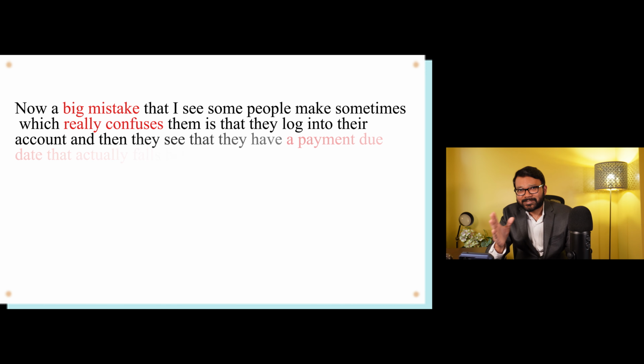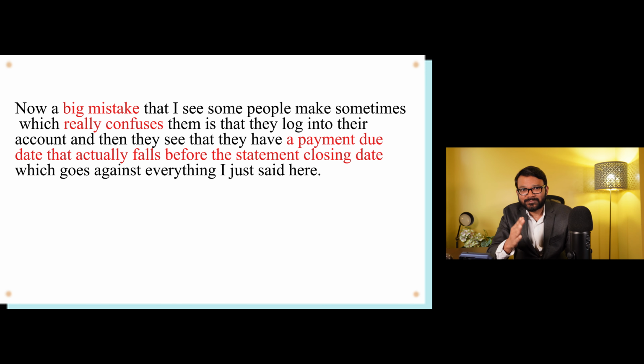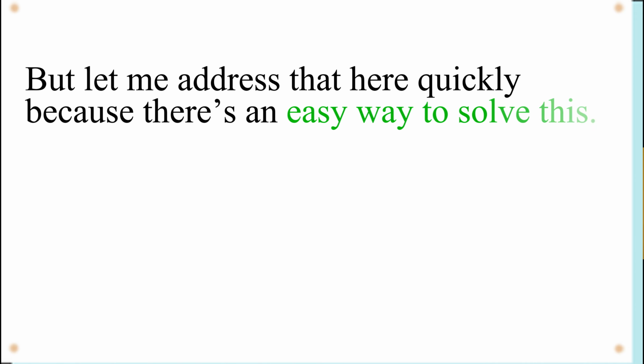Now, a big mistake that I see some people make sometimes, which really confuses them, is that they log into their account and see that they have a payment due date that actually falls before the statement closing date, which goes against everything I just said here. But let me address that very quickly, because there is an easy way to solve this.